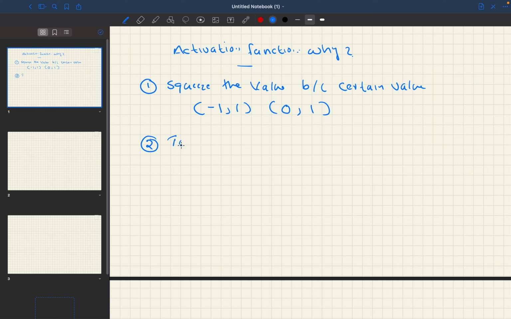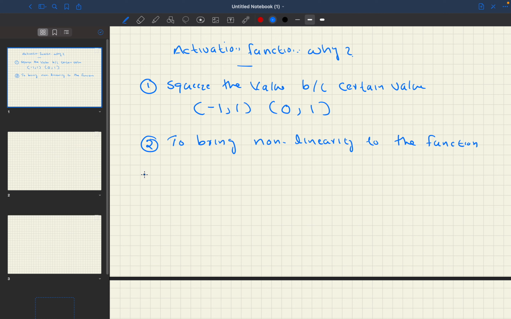non-linearity to the function, to the network or function. About this second topic we have to discuss a little bit more. What is non-linearity, or what is linearity, all those things we can discuss.